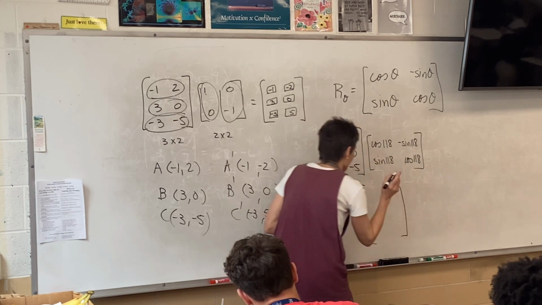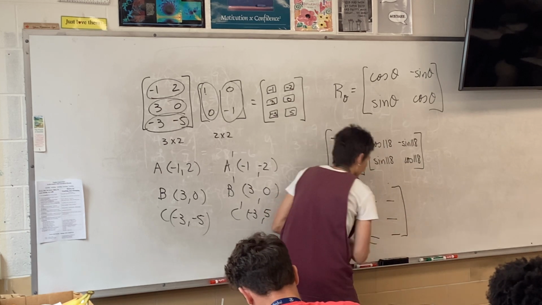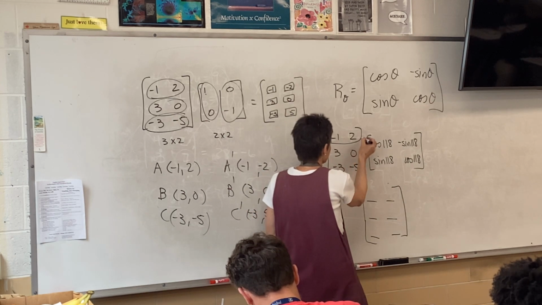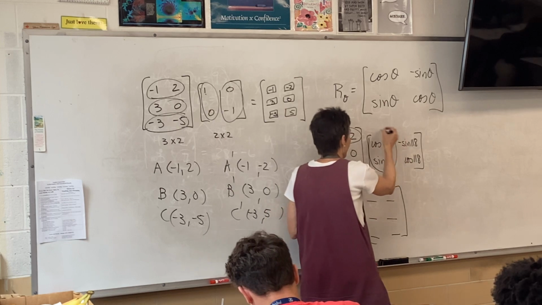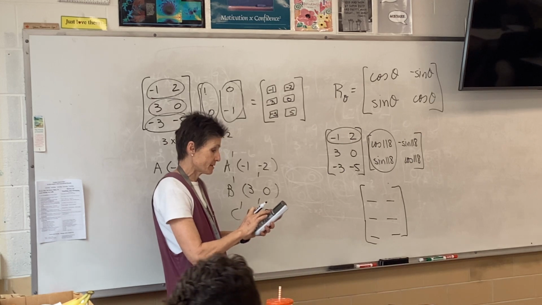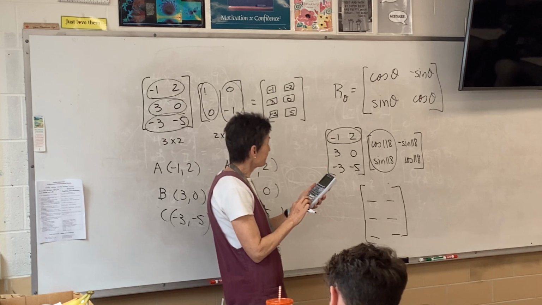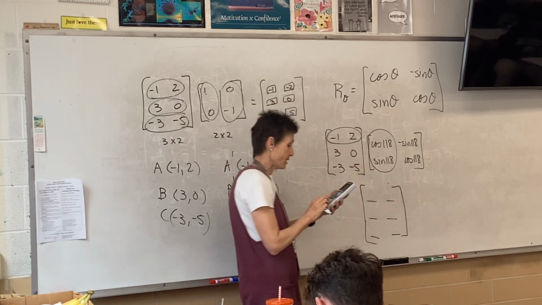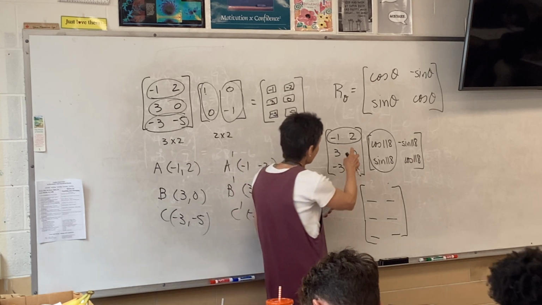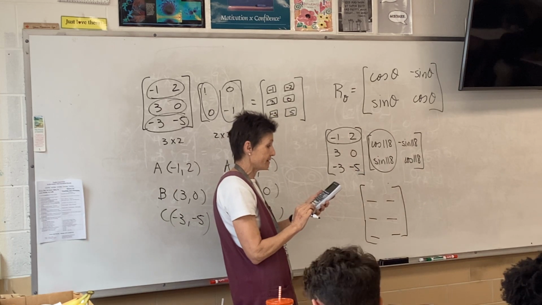You got a calculator, you're going to need it. We're going to find these numbers. So we're going to take out our calculator, and we're going to take this row times this column, right? So what are we going to type in? First of all, make sure you're in degrees. So we're going to take -1 times cosine 118, and then we're going to add 2 times sine 118.